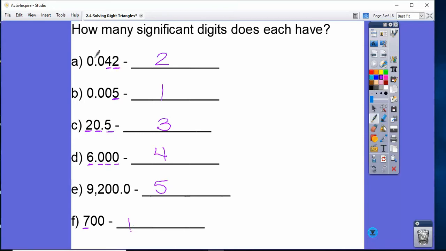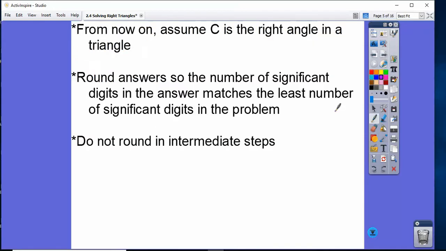We are going to make a couple assumptions from now on. When I say right triangle ABC, unless I specify otherwise, angle C is going to be the right angle. So I'm not always going to tell you that. Now it's just something we are going to assume. The second one here is, like I just mentioned, we will round so our numbers of significant digits match the least number of significant digits in the problem. And we don't want to round in the intermediate steps. If I have 3 steps to do my calculation, I don't want to round 3 different times. We only round once at the very end.